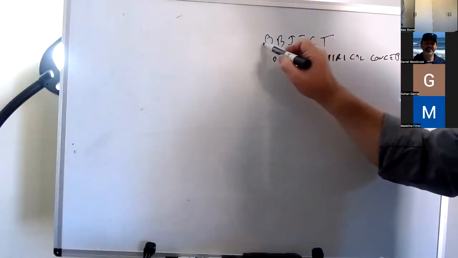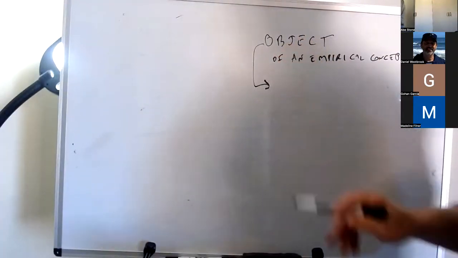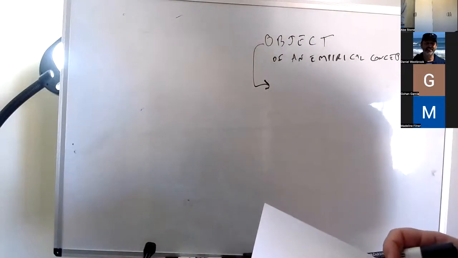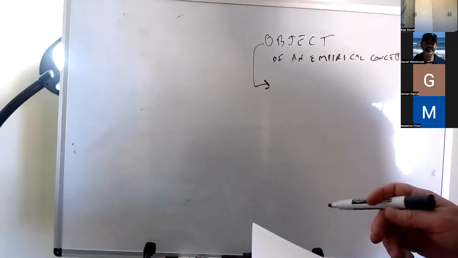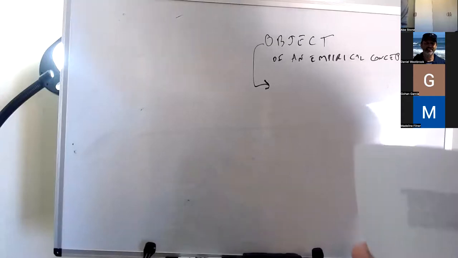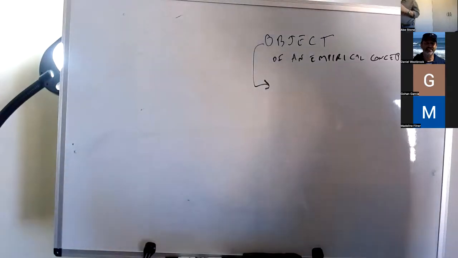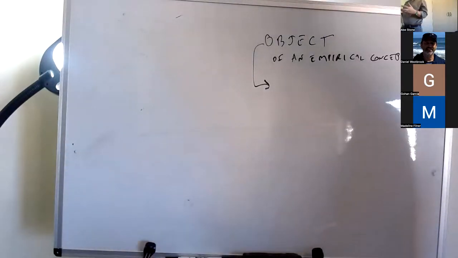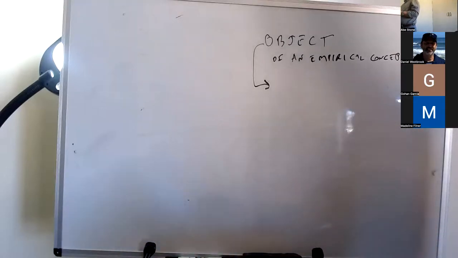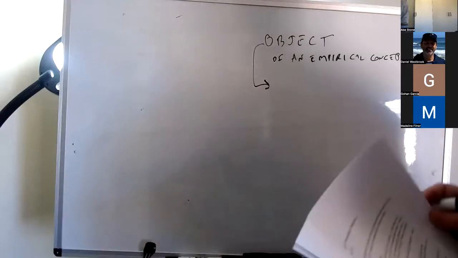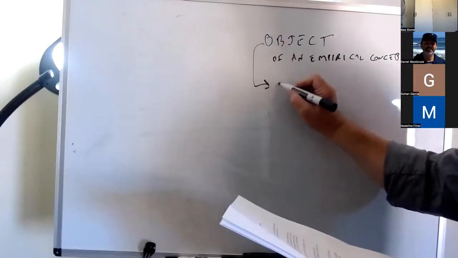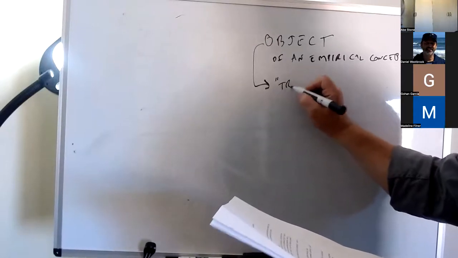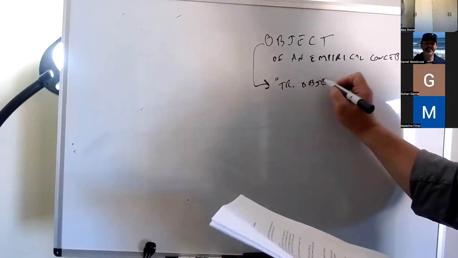So this object, as I said, is going to turn out to be me, but it, so to speak, doesn't matter that it's me. What we're really just trying to show is that I have some empirical concept that refers to something. And in the A edition, Kant calls this object the transcendental object.